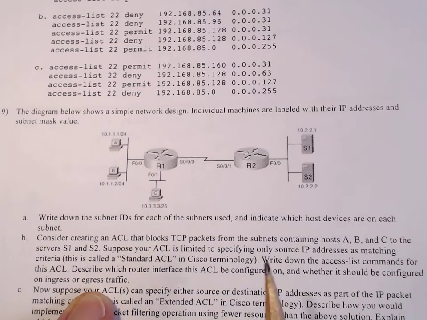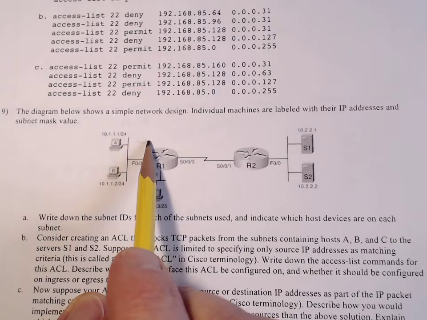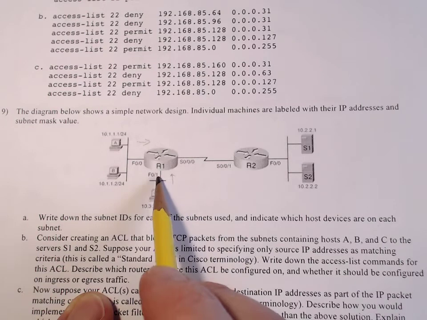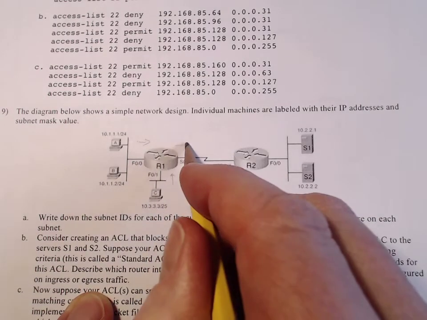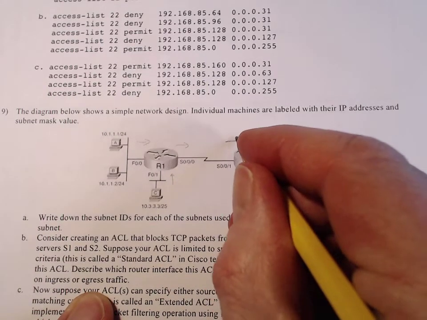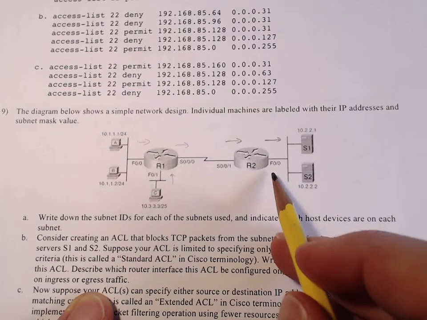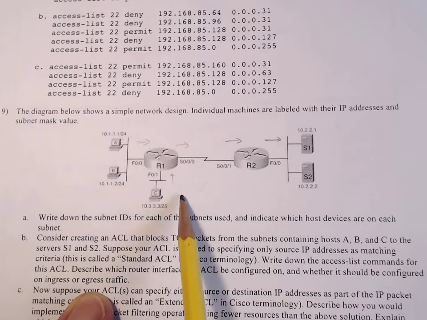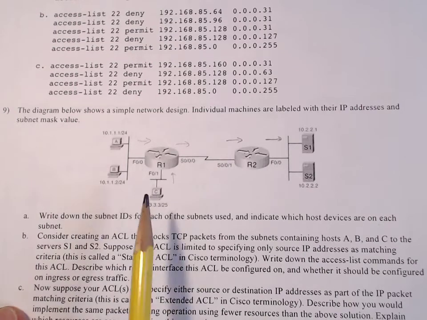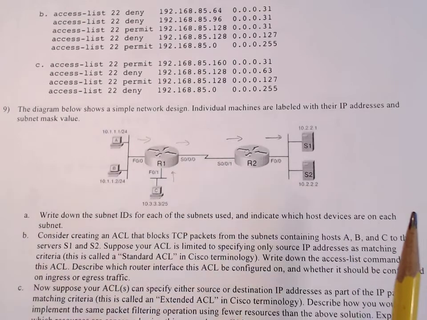And so with a standard ACL, you have to consider all of the different possible places we could put these ACLs. Certainly we could put it on ingress traffic on fast 0/0 of router 1. We could put it on ingress traffic fast 0/1 of router 1, egress of serial 0/0/0 on router 1, ingress of serial 0/0/1 on router 2, and finally egress on fast 0/0 of router 2. So there's 1, 2, 3, 4, 5 places we could put an ACL, which is blocking packets from these two subnets to the subnet containing the servers.